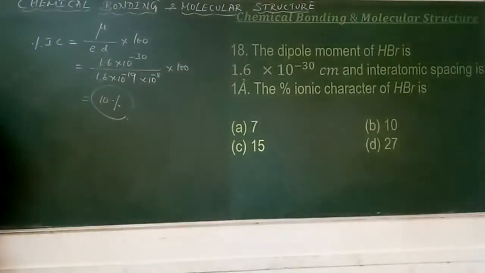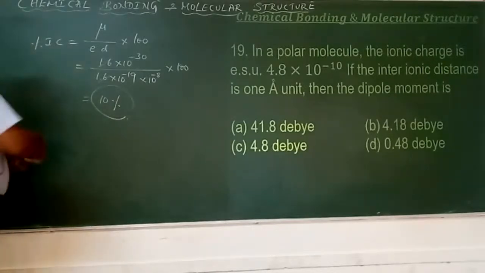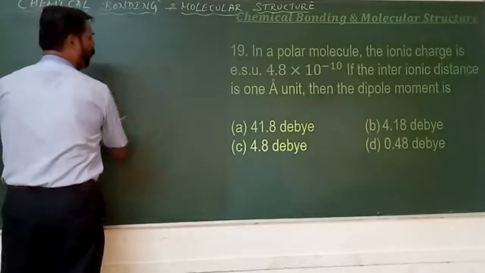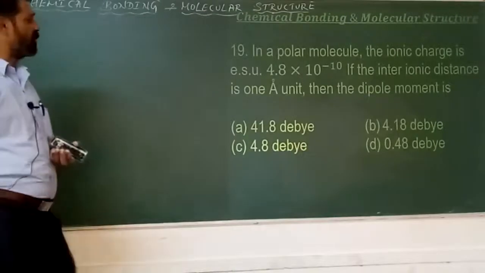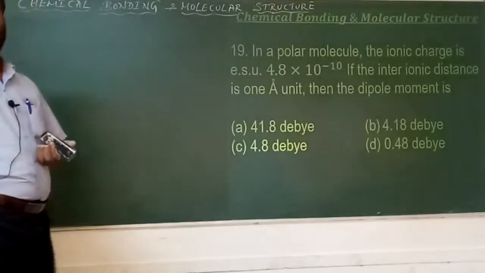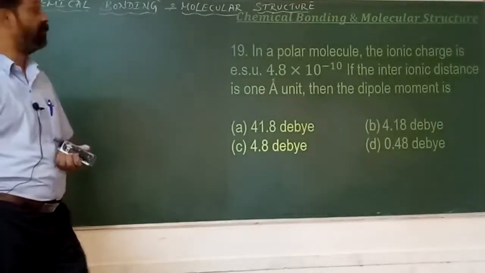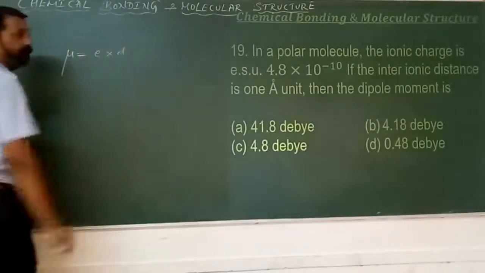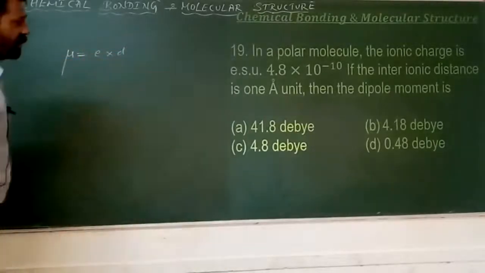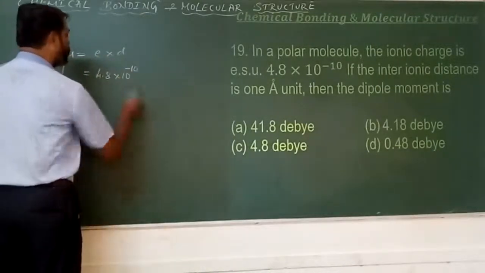Next, in a mixed molecule, polar molecule, the ionic charge is going to be what? 4.8 into 10 to the power of minus 10. If the interionic distance is 1 angstrom, then what is the dipole moment? The same dipole moment. Previously the dipole moment was given, and we just calculated the percentage of ionic character. Anyway, here we have just mentioned what we call the dipole moment. It is nothing but charge into distance. What is the ionic charge he has mentioned? It is 4.8 into 10 to the power of minus 10 in terms of what?